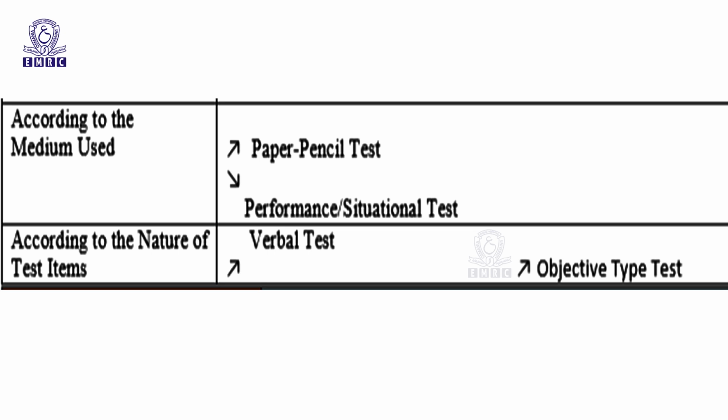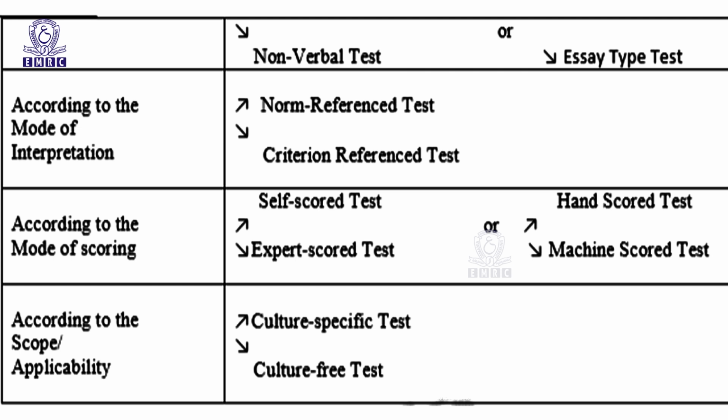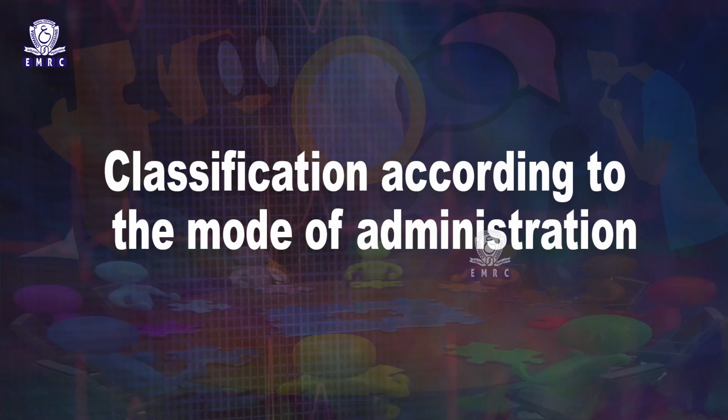According to the nature of the test items, they can be classified into verbal and non-verbal. Non-verbal can be further divided into objective and essay type test. According to the mode of interpretation, we can classify the tests as norm referenced or criterion referenced. According to the mode of scoring, we can classify the tests to be self-scored, expert scored or hand scored or machine scored. According to the scope or the applicability, they can be divided into culture specific test or culture free test. Classification according to the mode of administration.